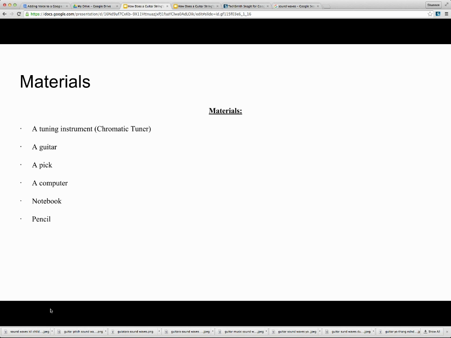Materials. So obviously I'm going to need a tuning instrument, a guitar, a pick, a computer, a notebook, and a pencil. So if you want to perform this experiment at home, you need these materials.